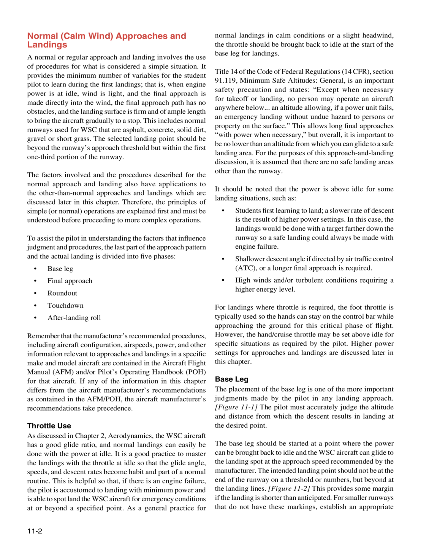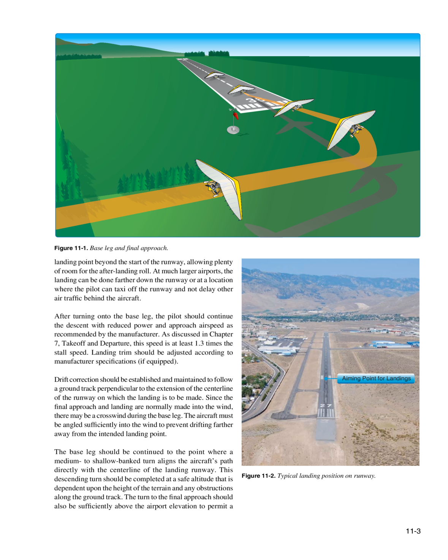For smaller runways that do not have these markings, establish an appropriate landing point beyond the start of the runway, allowing plenty of room for the after-landing roll. At much larger airports, the landing can be done farther down the runway or at a location where the pilot can taxi off the runway and not delay other air traffic behind the aircraft.